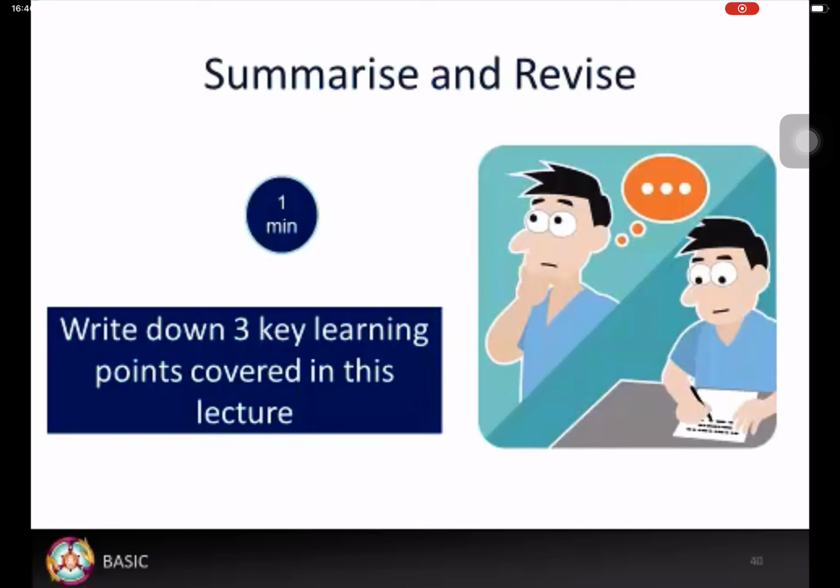Write down 3 key learning points from the lecture, 3 things that you think would be important to tell a colleague who has not heard the lecture. I'll give you a minute to do this.